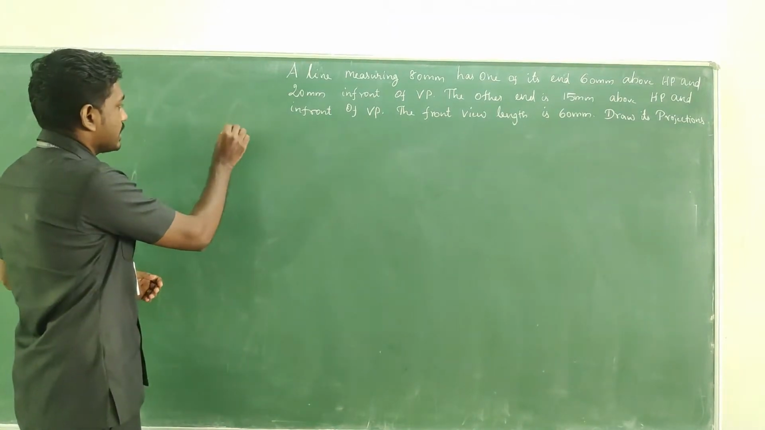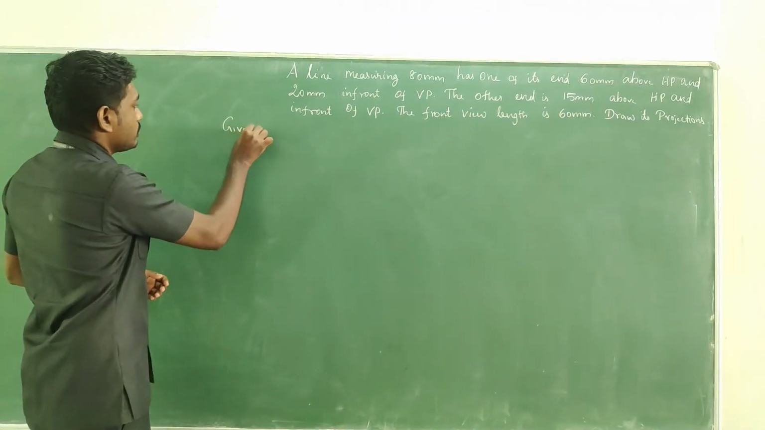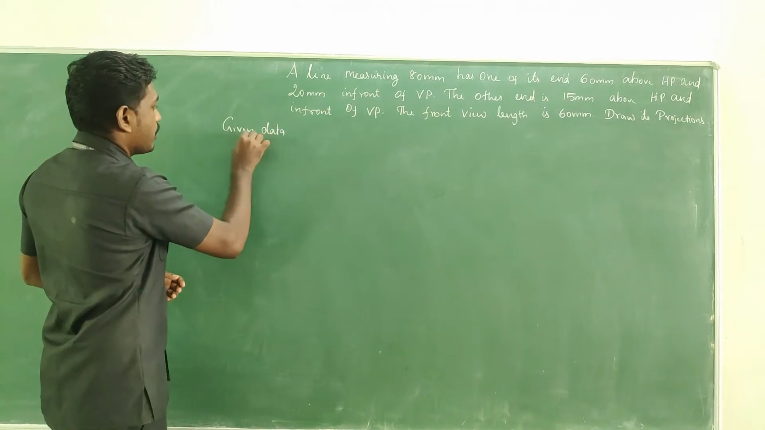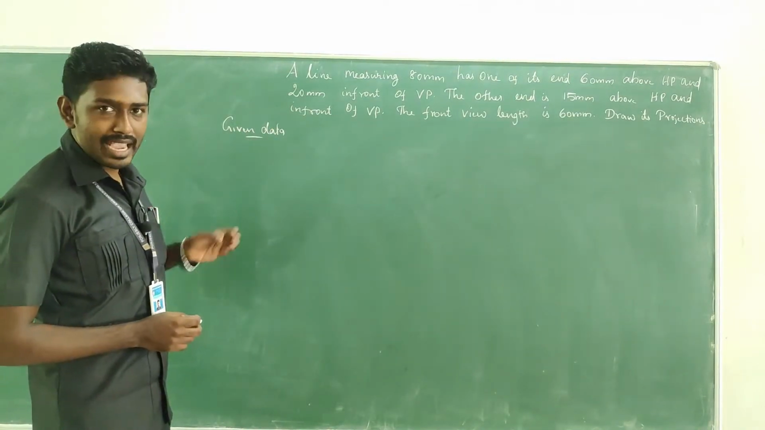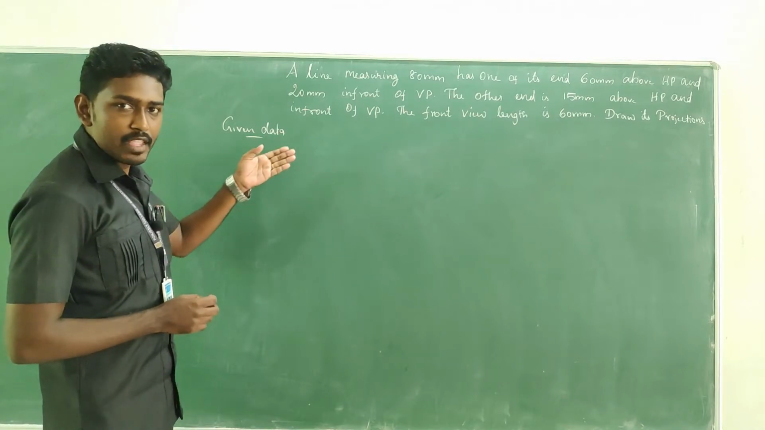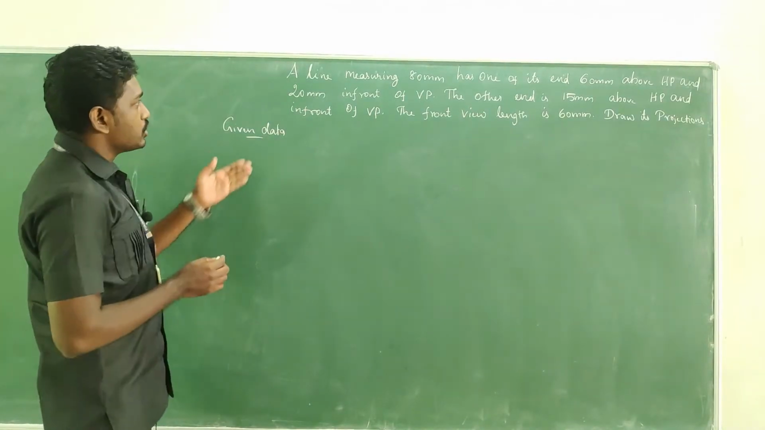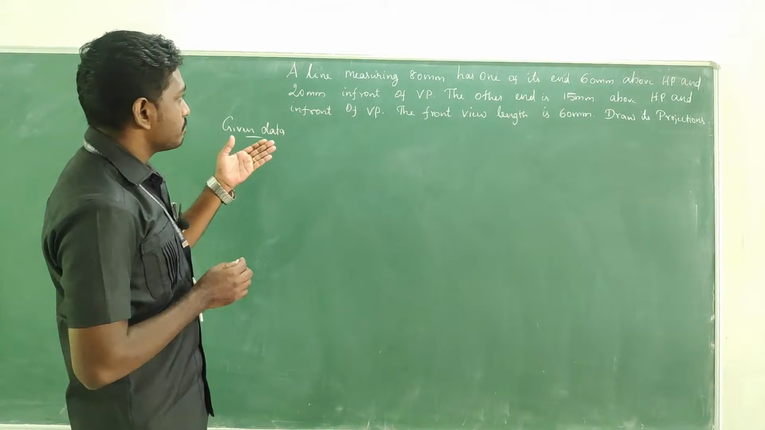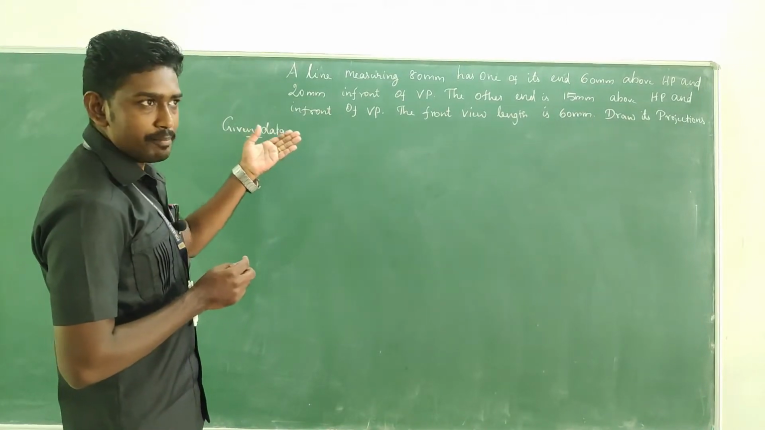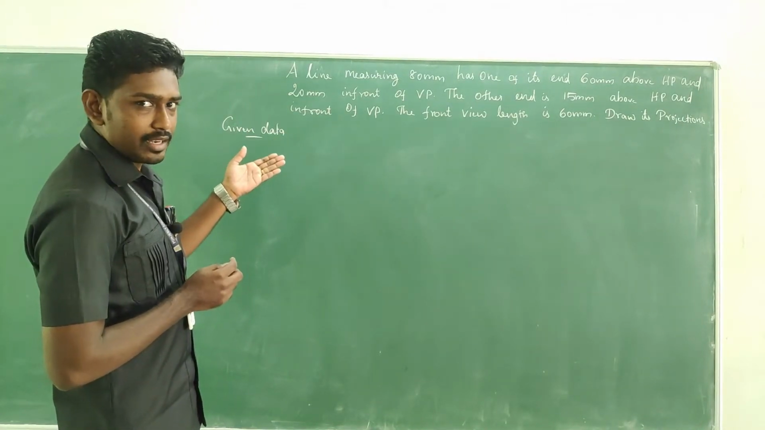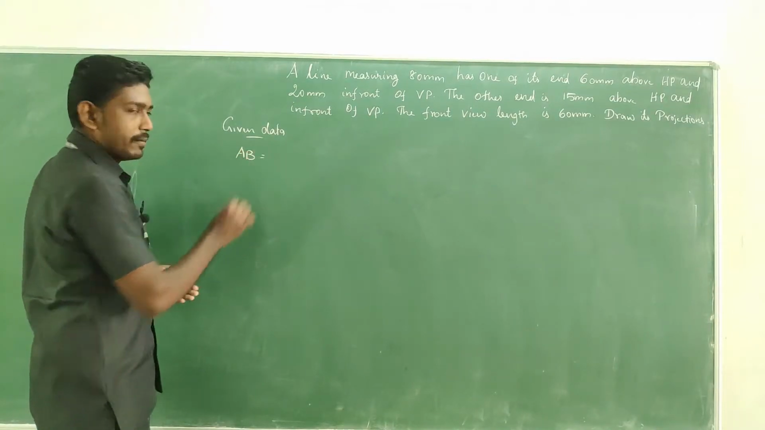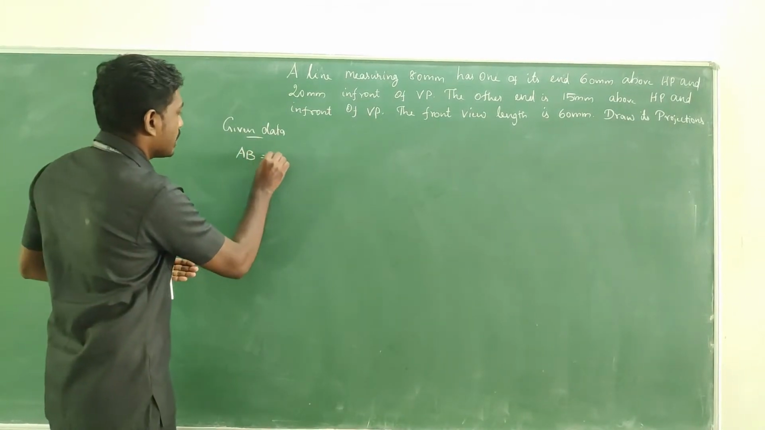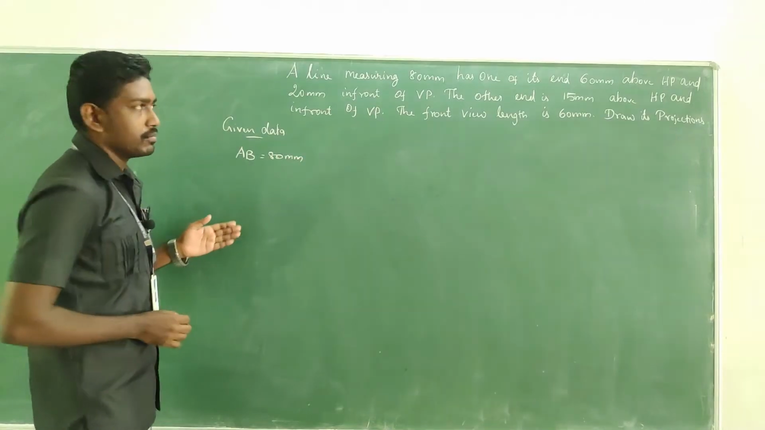Okay, so I can take the given data. A line measuring 80 mm. It is saying about the true length. There is no mention of the line as A, B or P or Q, something like that. So here I am going to denote the line as AB, which is given as 80 mm.